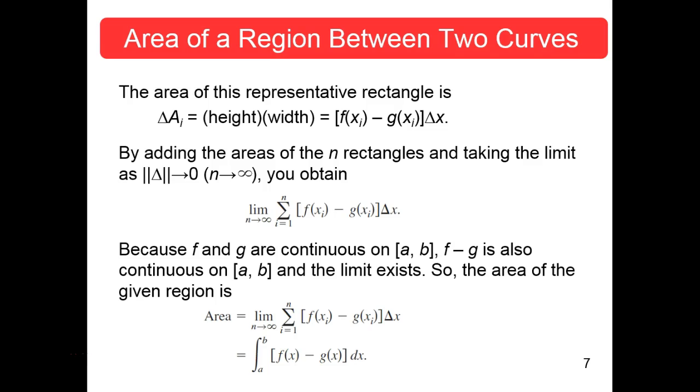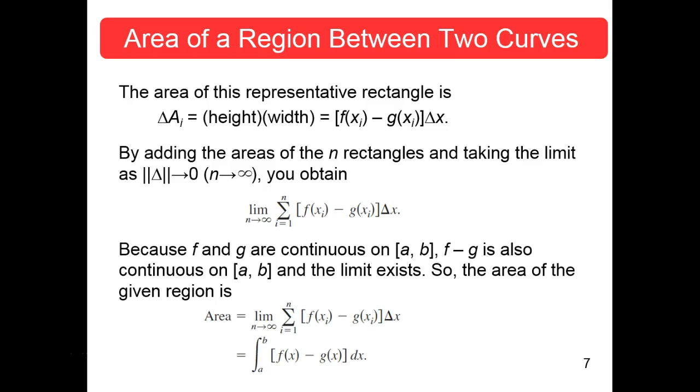Then the limit as n goes to infinity of this summation of f of x sub i minus g of x sub i times delta x moves to the integral, which is just what we saw in Riemann sums. Because f and g are continuous on a to b, f minus g is also continuous on a to b, and the limit does exist, so the area is given by the region.